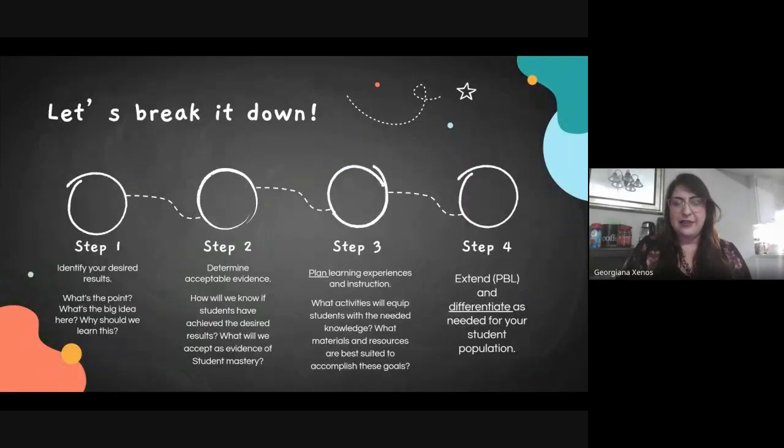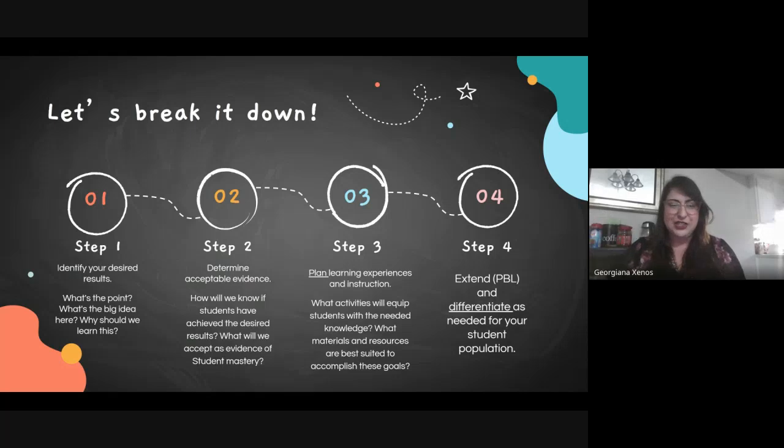So let's break it down, okay? We got 4 easy steps today. The main focus I'm going to have is on the first 3. So step 1 is identify your desired results, okay? We're trying to think about our destination here. What's the point? Where are you going and why are you going there? What's the big idea? Why should we learn this?